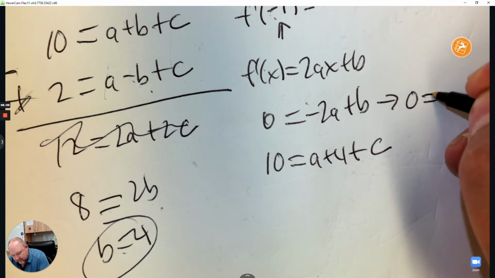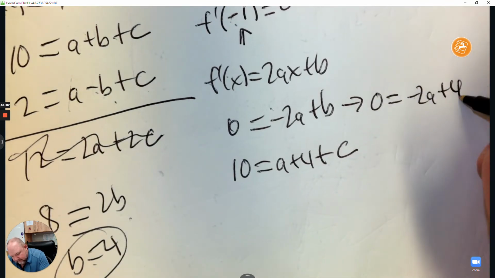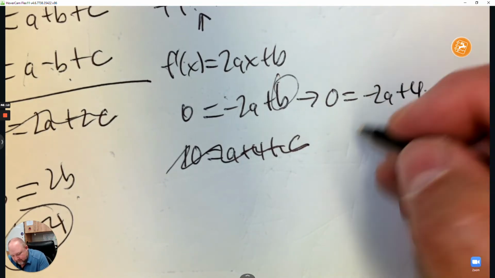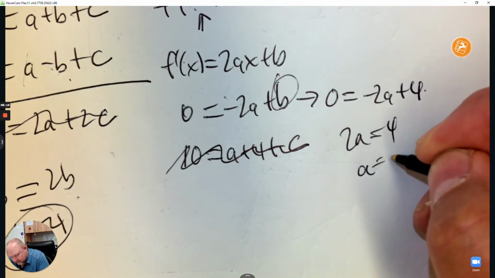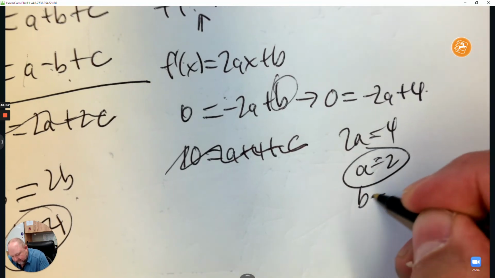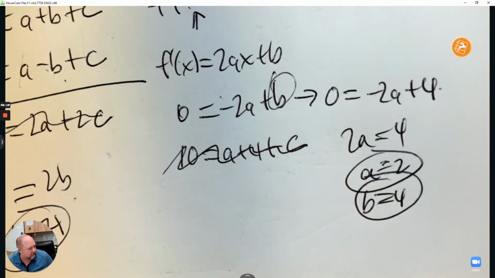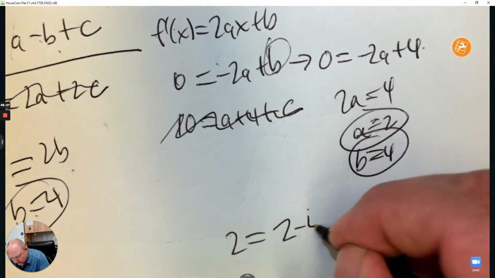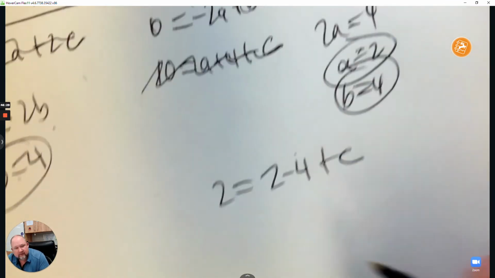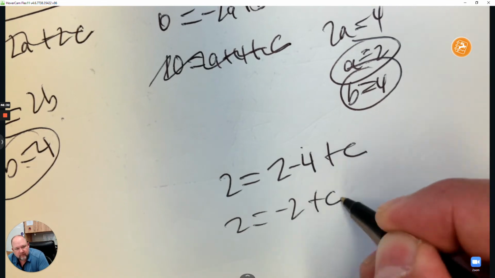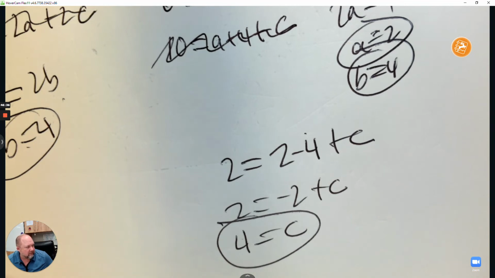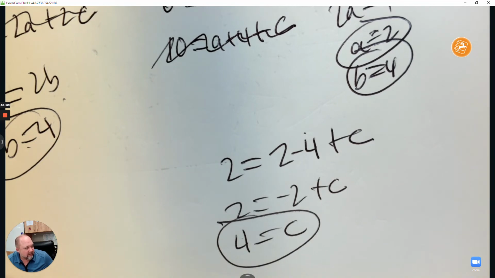Because B is 4, then I can plug in 4 for B. So B is 4. And then if I solve this, A is equal to 2. So now I have two values. A is 2, B is 4. And then I'm going to just go back to here and plug in the values I know to solve for C. So C is equal to 4. So you get A is 2, B is 4, C is 4. All right, number 31.